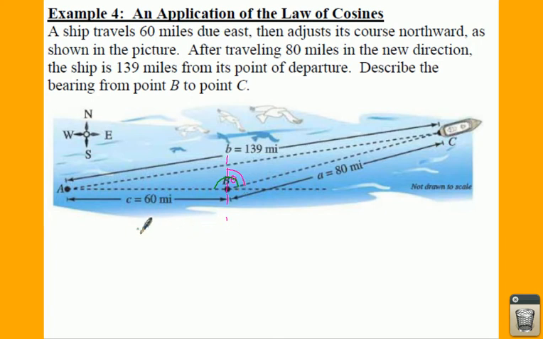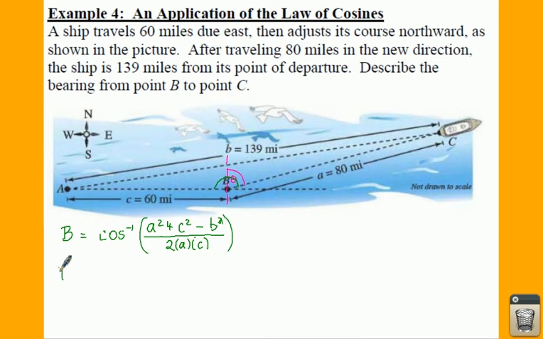So let's use our law of cosines, and you're going to use your alternative form, which is finding your angle. So we're trying to find angle B, which means we're going to take the arc cosine of a squared plus c squared minus b squared, all over 2ac. And then we're going to find this angle, and we're going to subtract 90 from it.